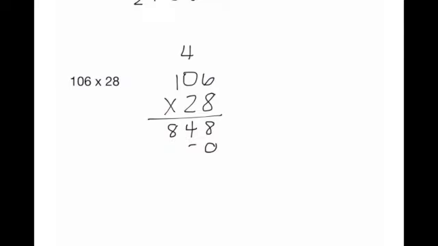2 times 6 is 12. Now I have to carry a 1. I'm going to cross out this 4, and I'm going to put a 1 above it.